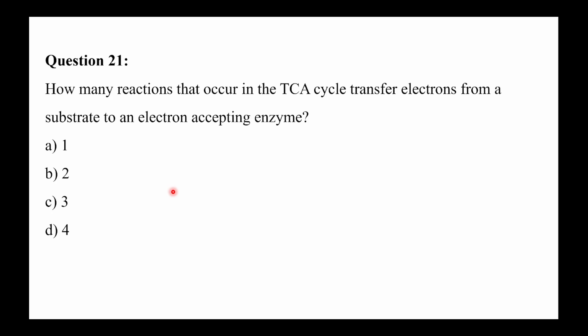So the TCA cycle is the citric acid cycle. So I told you after glycolysis, we have the citric acid cycle where the pyruvate gets converted into acetyl coenzyme, and that acetyl coenzyme enters the citric acid cycle, and it generates basically NADH and FADH2, that are the electron accepting enzymes. These are the compounds that will then go on to the electron transport chain and transfer the electrons. Okay. So you have to tell how many steps are there in the TCA cycle where NADH or FADH2 is generated.